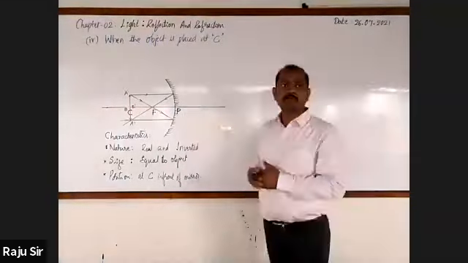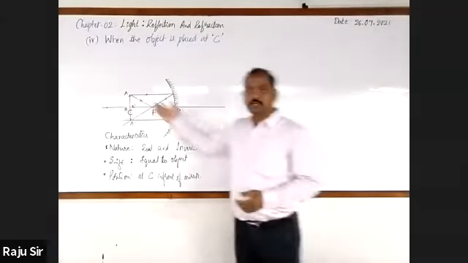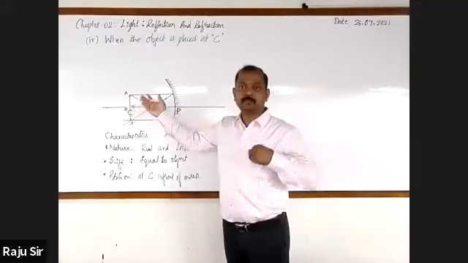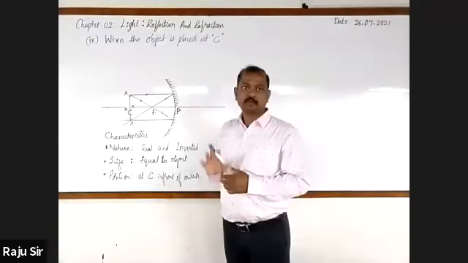Then at what distance is the image formed? 40 centimeter. The image is formed at a distance of 40 centimeter in front of the mirror. Got it?